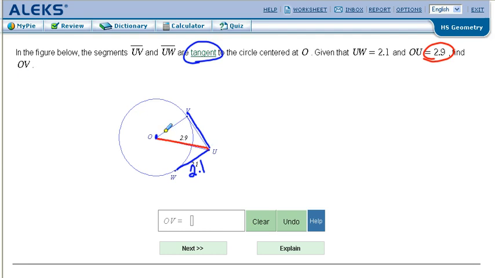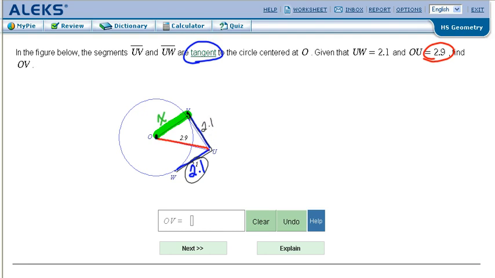That's our unknown right here. We'll just call that X for the moment. Okay, a couple things you need to remember about tangents to a circle. Step number 1 is that this is a tan-tan angle, which means if this over here is 2.1, then U to V is also 2.1.